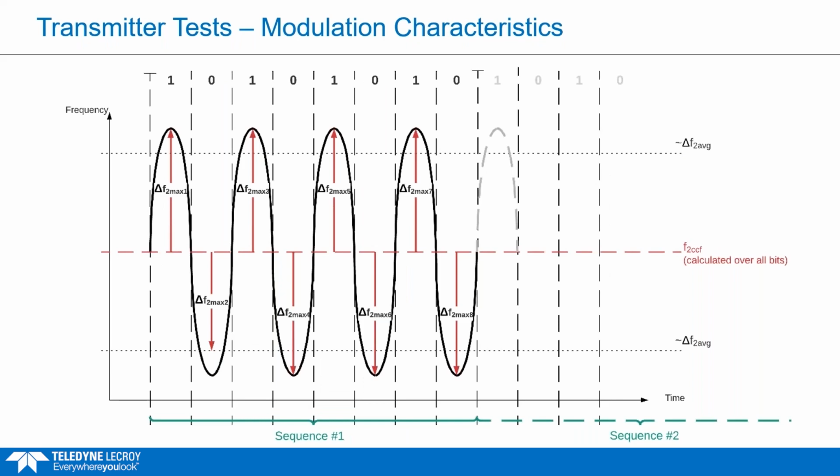So this plot is showing the 1010 payload. So you can see here, this is a worst case. We're swinging from a positive frequency offset to a negative frequency offset as we're encoding. And again, we measure the center frequency, which is given by this dashed line across the middle. So that's calculated over all the bits. And again, we measure the delta frequency offset for each bit, and then average those to give us our delta F2 average. So for this example, it would be around these black dotted lines for the delta F2 average.